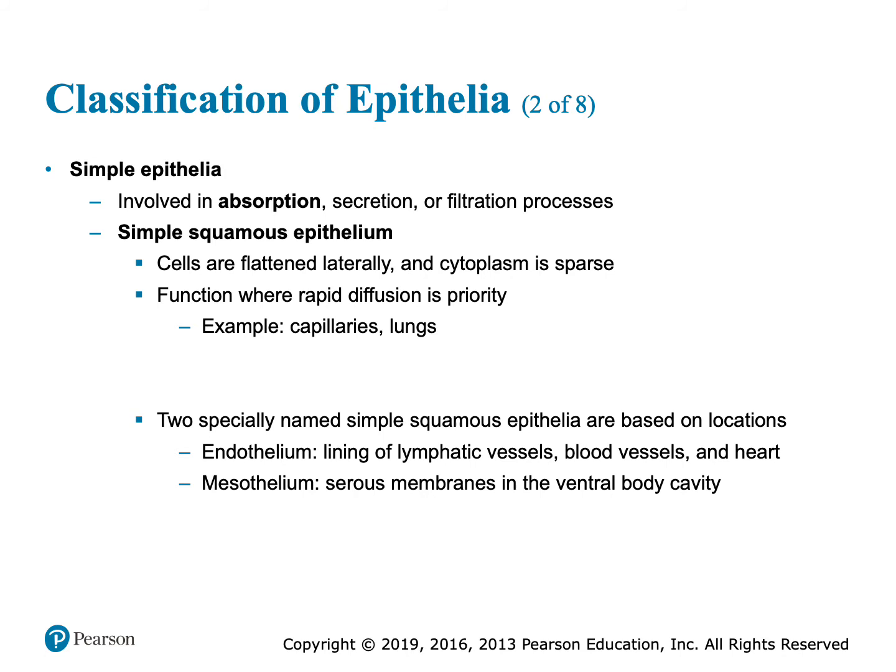There's a couple of other areas that we'll mention as we go into A&P 2. Endothelium is going to be lining all the lymphatic vessels, blood vessels, and your heart. So it's one continuous area of simple epithelium, and it has a special name, endothelium. Just like we're all people but each have our own name, endothelium is simple squamous, but it has its own name. And the serous membranes have a fancy name too. They are simple squamous, a modified type, and they're called mesothelium.